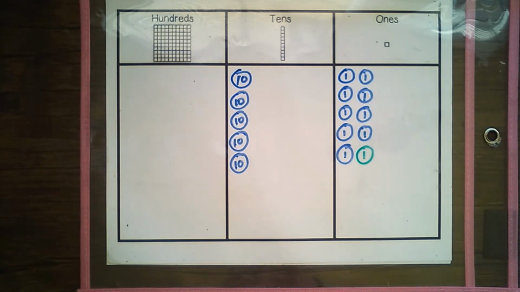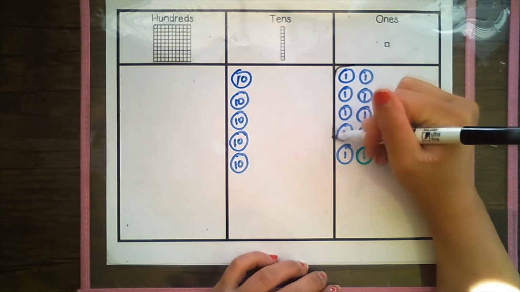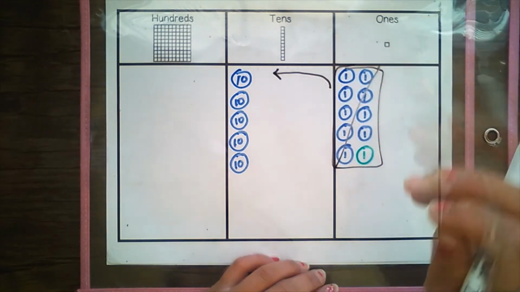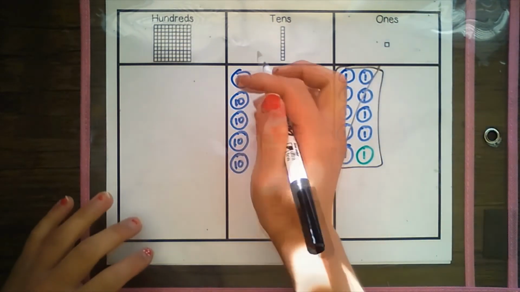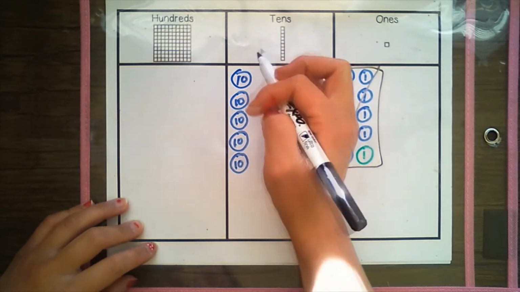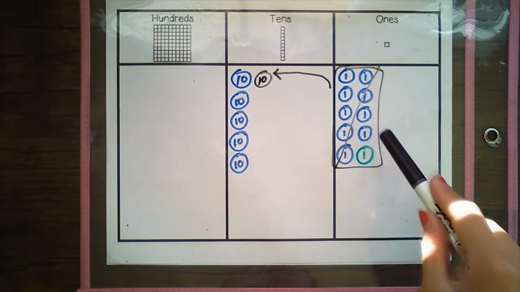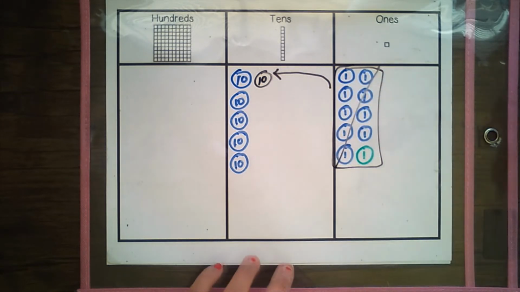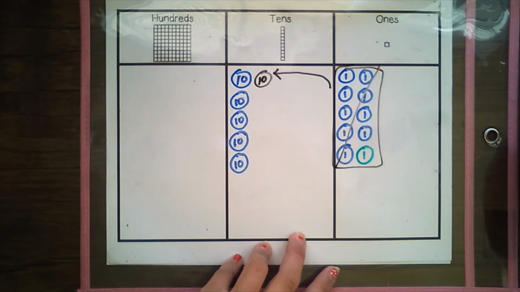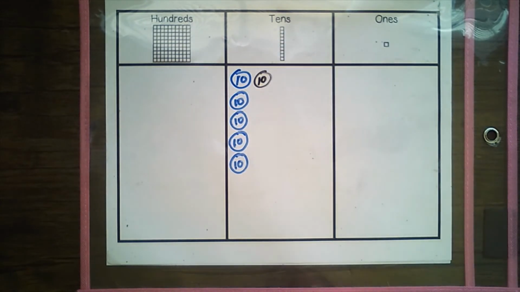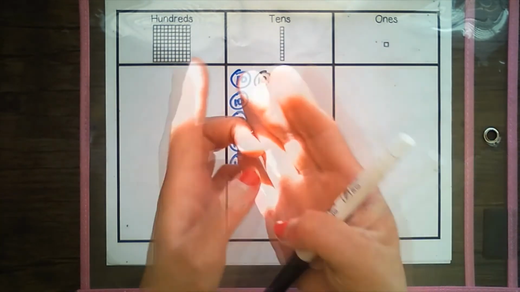Can we make a new unit? Absolutely. Yes, we can make a new unit. This new unit is going to be a 10. So we just traded our ones for a 10. And we have that color in black to show that we traded our 10 ones for 1 ten.